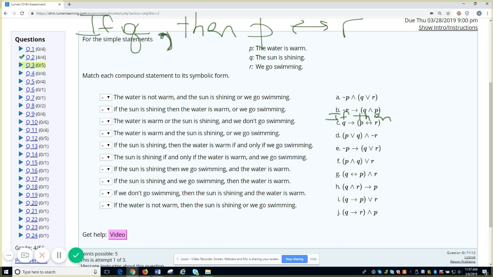Then in English, Q stands for the sun is shining. So if the sun is shining, then the water is warm, if and only if, that's what the double-sided arrow means, we go swimming. So once again, if Q, if the sun is shining, then the water is warm, if and only if we go swimming. So that matches our translation.